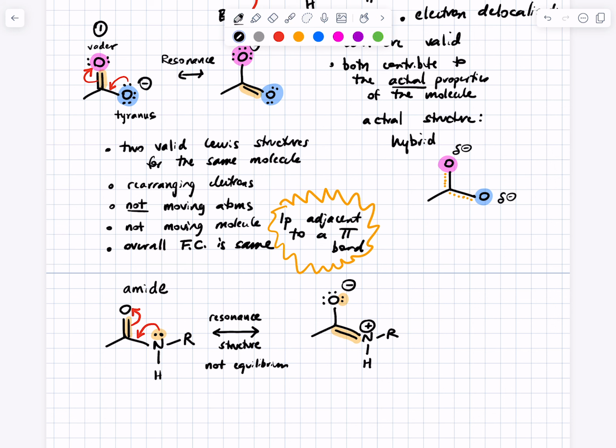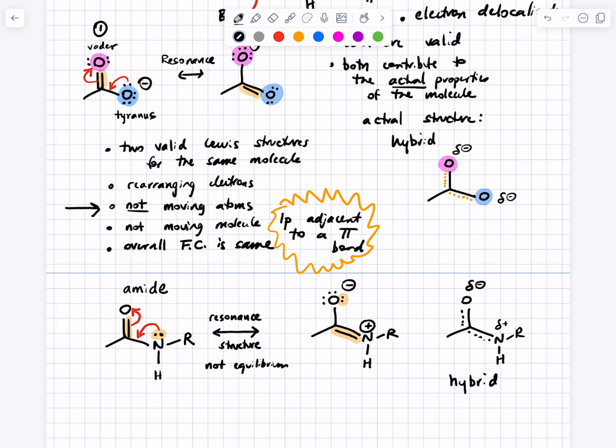If we were to draw what we expect the structure of this molecule to be, we would put a delta minus on the oxygen, and we would put a delta plus on the nitrogen, and we would say that we expect there to be partial double bond character between both the carbon and oxygen and the carbon and the nitrogen. That's what we would expect the hybrid structure to be. Now, there's an interesting implication to this one. We do not move atoms.